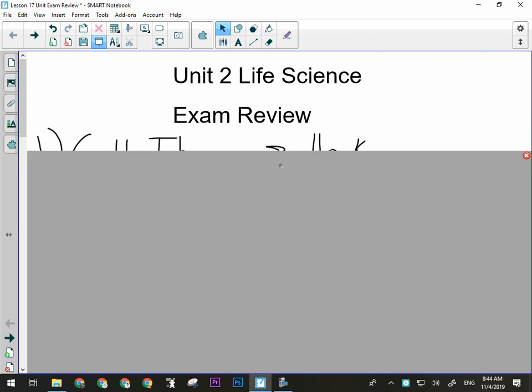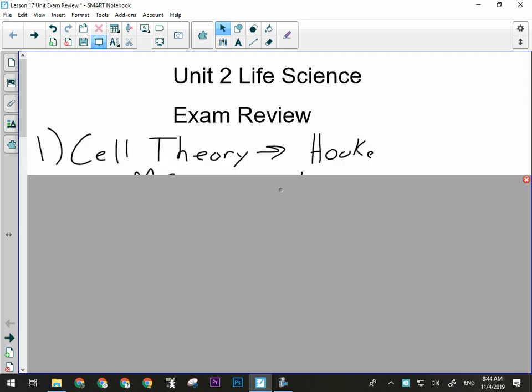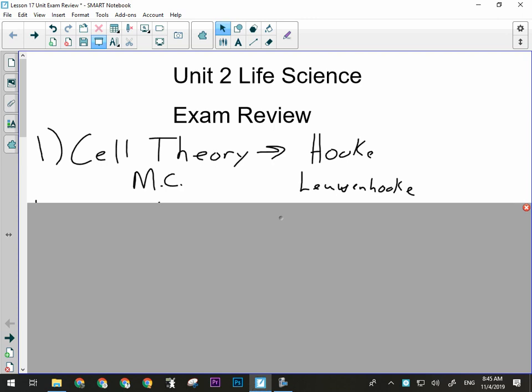Here's the stuff. First thing we went over, cell theory. There were only 4 people who were really important. Hooke, because he did what? Yeah, he discovered cells and made the most important tool in biology, the microscope. Then we had Leeuwenhoek. Leeuwenhoek was the first person to view living cells, and he saw that they moved.